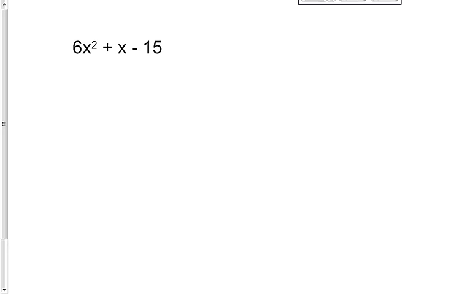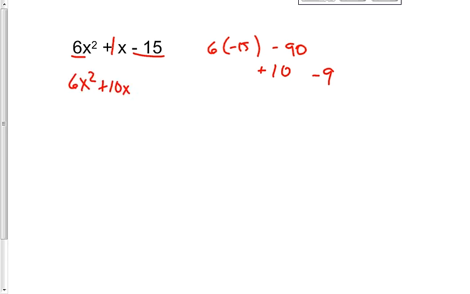All right, let's try this one. 6x squared plus x minus 15. A times c, 6 times negative 15, is negative 90. We need two numbers that multiply together to give us negative 90 and add up to give us positive 1. 10 and 9: 10 will be positive, 9 will be negative. So 6x squared plus 10x minus 9x minus 15.